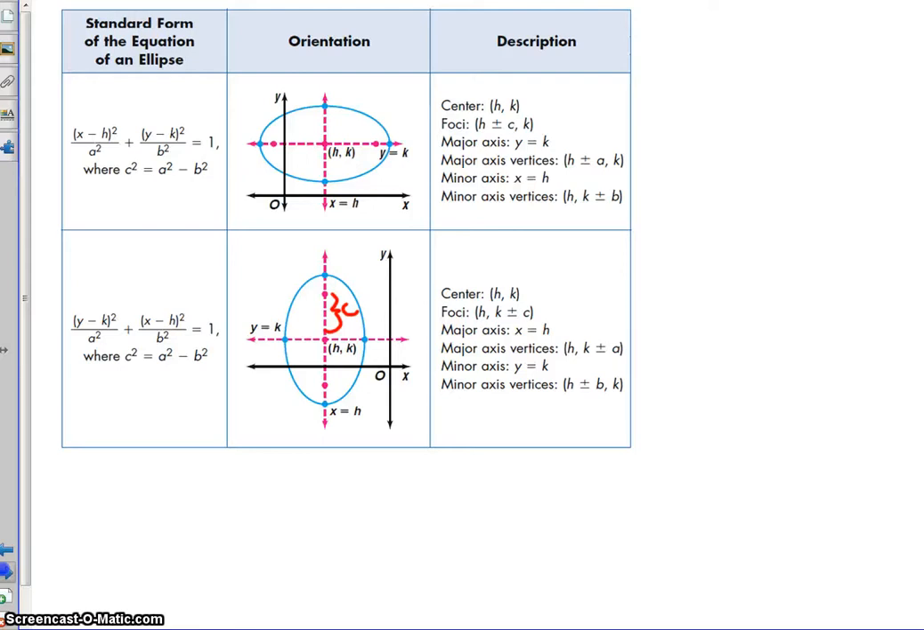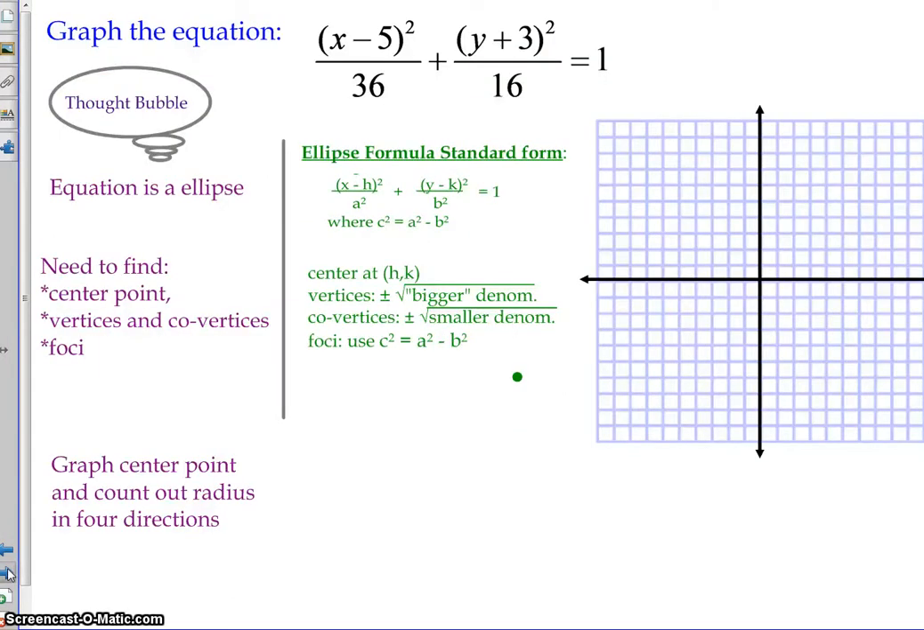And you get your C by, here they explain it right here: C squared equals A squared minus B squared. And your A or your B here is the distance from the center point to the outer edge. That is your A or your B alone, depending on which one we're talking about, the major or the minor. I think it'll be helpful if I just show you some examples.